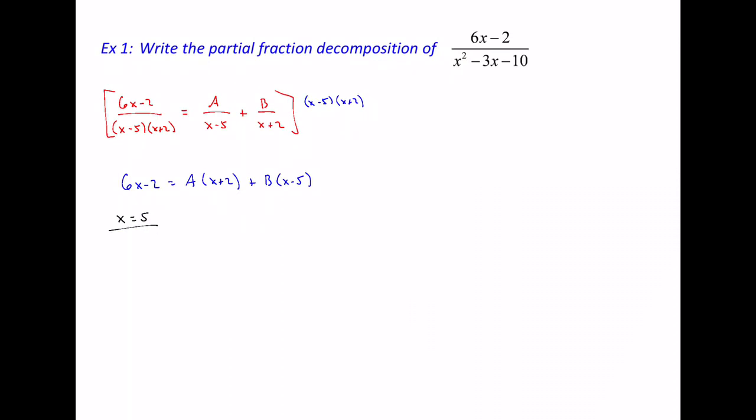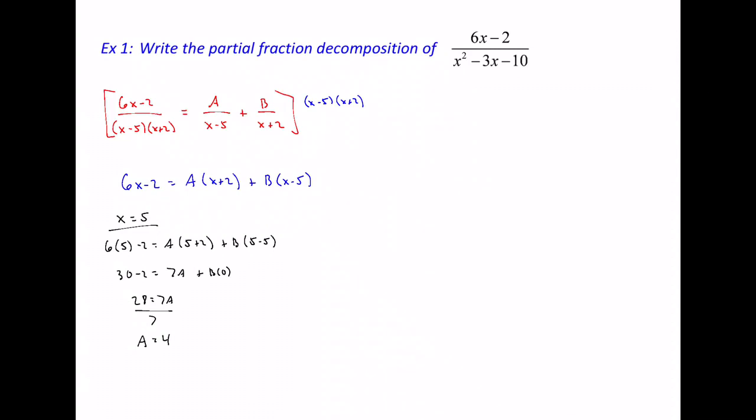So if we plug in 5, we get 6 times 5 minus 2 is equal to A times 5 plus 2 plus B times 5 minus 5. The nice thing about this is we get 0 times B, and it just cancels it out and leaves us with just the variable A. So we have 7A, and B times 0, so we get 28 is equal to 7A, divided by 7, and A is equal to 4. So we know the A value is 4.